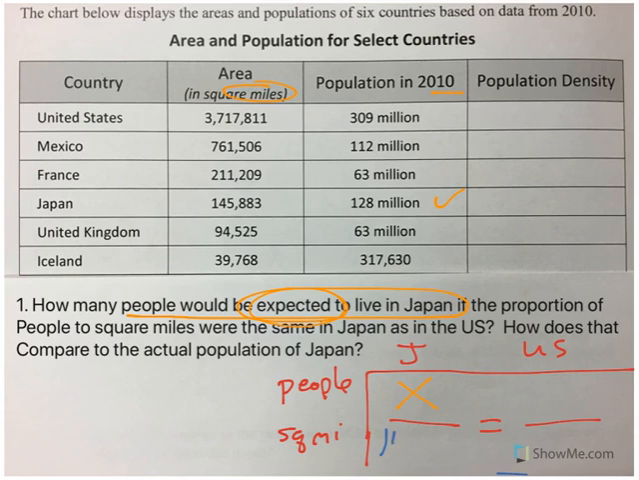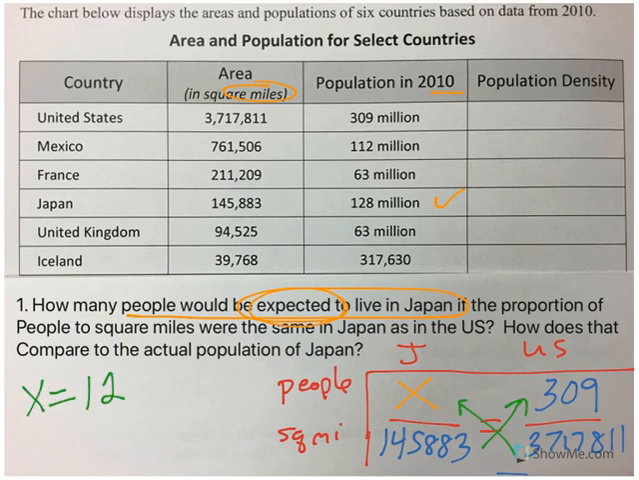So Japan has 145,883 square miles. The U.S. has 309 million people and 3,717,811 square miles. Now we know from solving proportions, right, we're going to cross multiply and divide. When you do that, you end up with an X value of approximately 12 million.